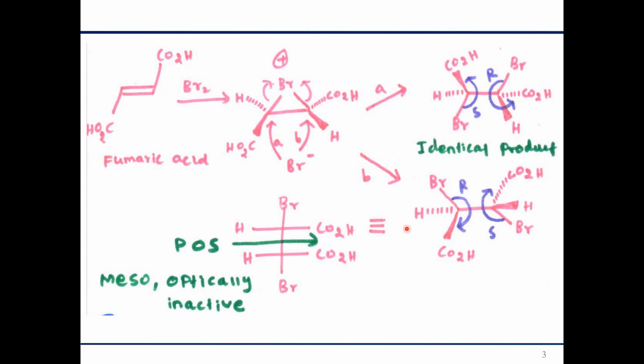When I write the Fischer projection for this staggered conformer, we have a plane of symmetry in this Fischer projection. We suggest that this molecule is meso and optically inactive. Hence, from this reaction only one product is forming, that is meso. And you see the stereochemistry of fumaric acid is trans, meaning the acids are trans to each other. In the product also the acid groups are trans to each other, which means the reaction is stereospecific.